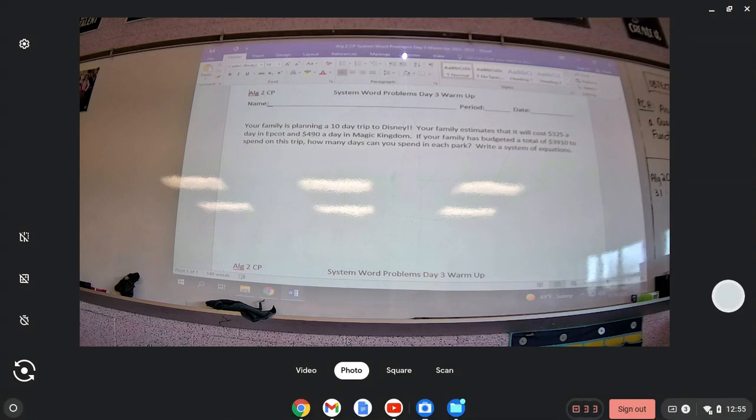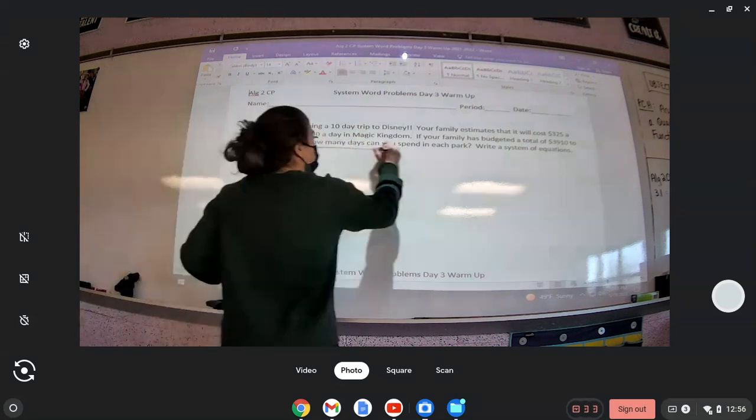Your family estimates that it will cost $325 a day to go to Epcot and $490 a day to go to Magic Kingdom. If your family has budgeted a total of $3,910 to spend on this trip, how many days can you spend in each park? Write a system. You have to look for what you've been asked to find. What did this problem ask you to find? How many what? How many days can you spend in each park?